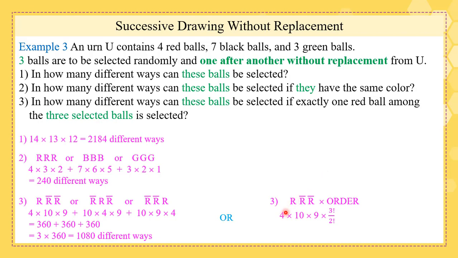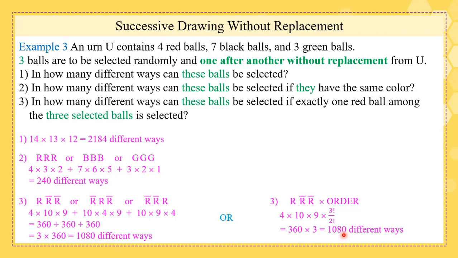So here we have 4 multiplied by 10, which is the number of non-red, multiplied by 9, which is also the number of non-red, and we multiplied it by 3 factorial over 2 factorial. This is a 3-letter word, 3 factorial. 2 letters are repeated. This is 2 factorial. And we get 360 times 3, which is 1080.